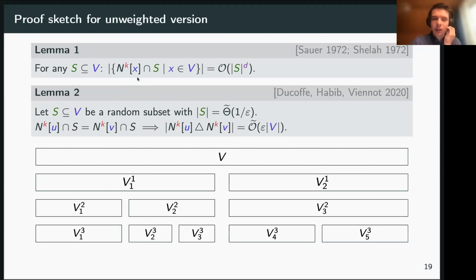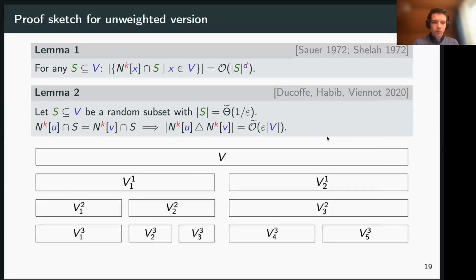Okay, so the first lemma says that if we do this splitting procedure for some vertex set S, then we can have at most |S| to the power of D bags. It is actually a reformulation of the Sauer-Shelah lemma for hypergraphs of bounded VC dimension, so it holds for general hypergraphs, and this S doesn't need to be random for it. And the second lemma comes from epsilon-nets, and it says that if we have two vertices in the same bag, so they have the same image on S, we have a small difference. Namely, if we sampled 1 over epsilon vertices to do this splitting procedure, then the difference between balls in the same bag can be at most epsilon times |V|.